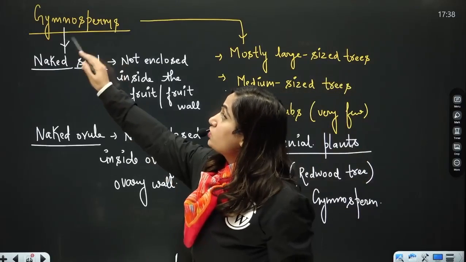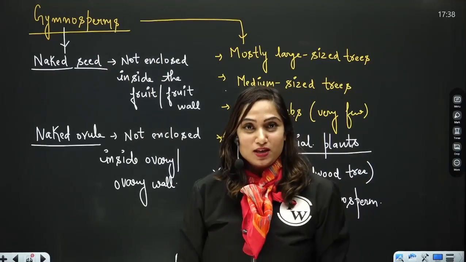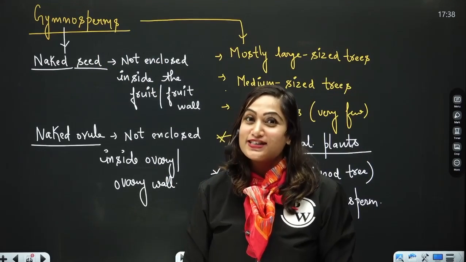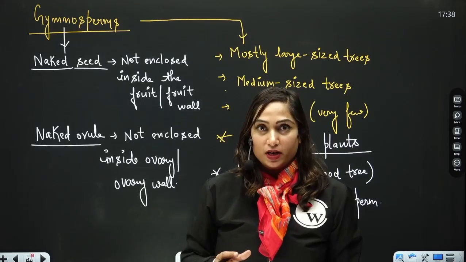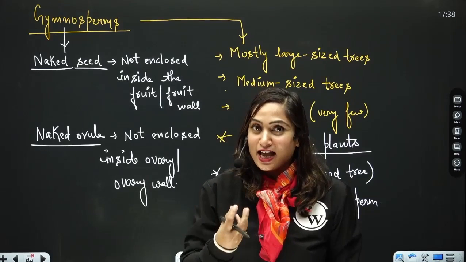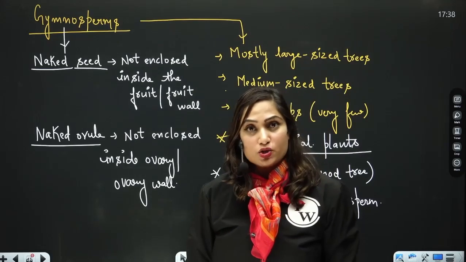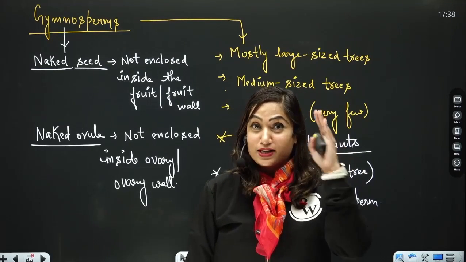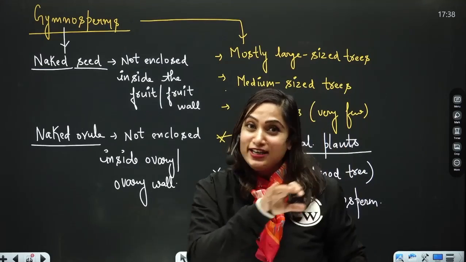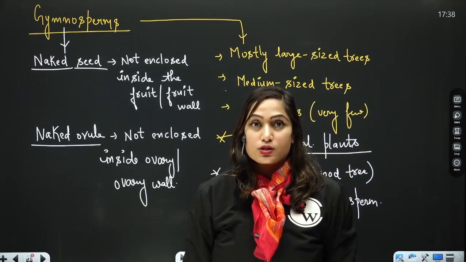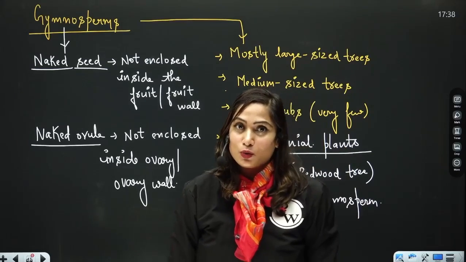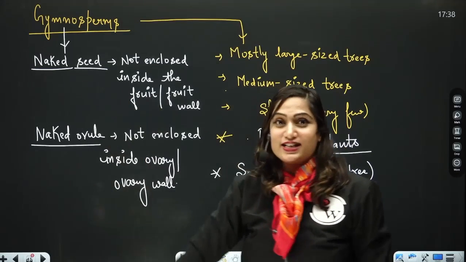Gymnosperms, why are they called gymnosperms? Gymno means naked and sperm means seed. You generally know beta that seeds are present inside the fruit. They are enclosed inside the fruit wall. But in gymnosperms, the seeds are present behind the leaf, naked. They are not enclosed within the fruit or fruit wall. That is why they have naked seeds.